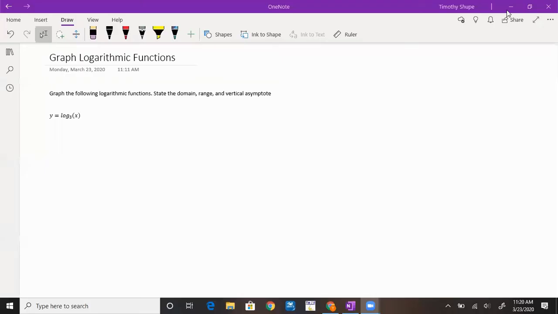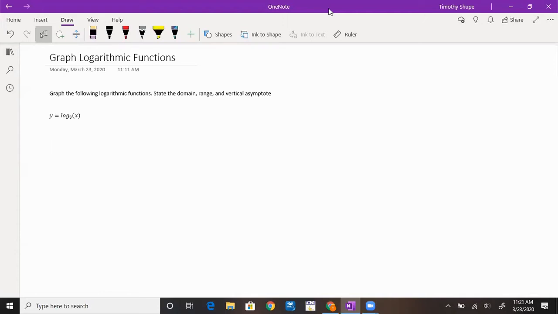The next thing we're going to be able to do today is figure out how to graph log functions based on the domain, the range, finding coordinates, locating asymptotes. All of those things are going to help us to graph a log function. So we're going to start today by looking at this first function, the log base 3 of x.